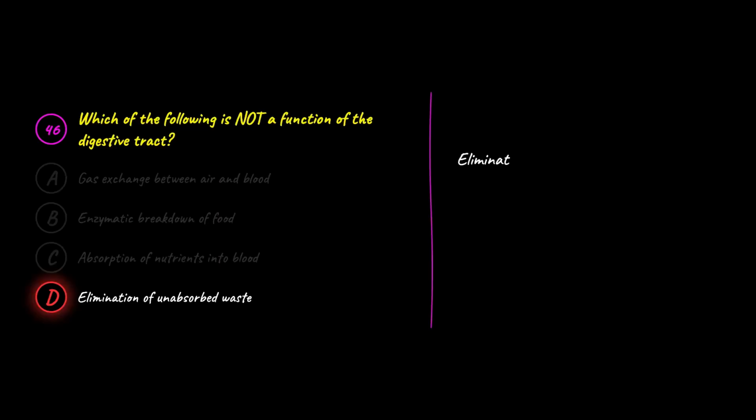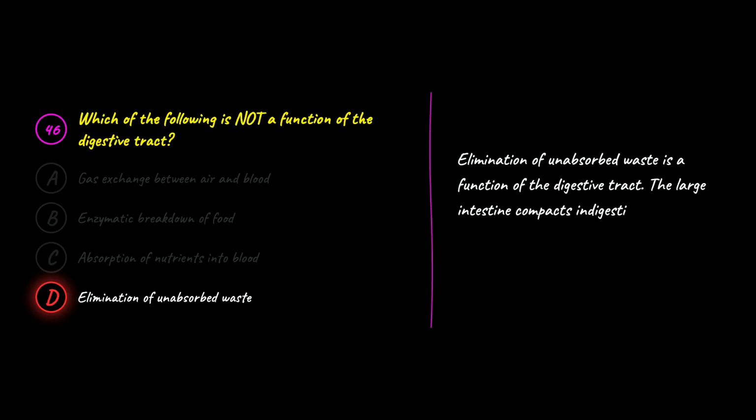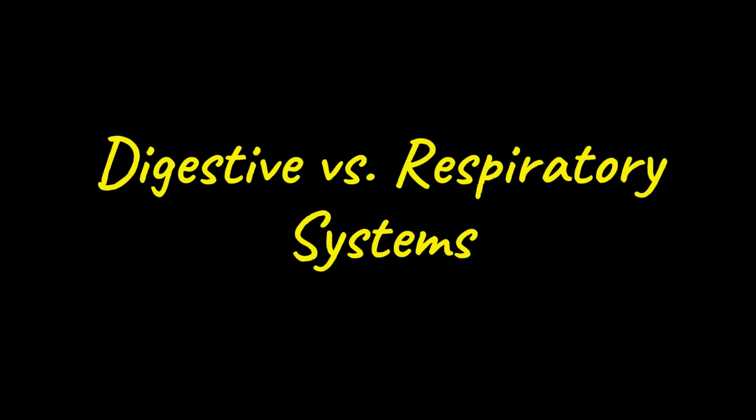D is wrong because elimination of unabsorbed waste is a function of the digestive tract. The large intestine compacts indigestible material and forms feces that are stored in the rectum and eliminated through the anus during defecation. The digestive and respiratory systems each have distinct, non-overlapping functions. Understanding where one system ends and another begins is foundational to physiology.